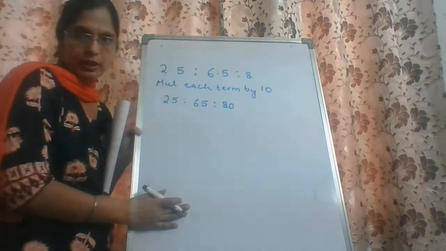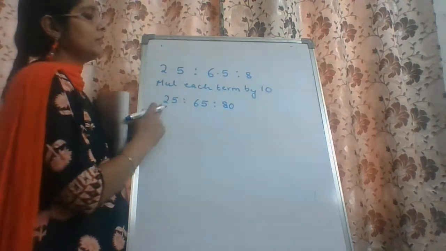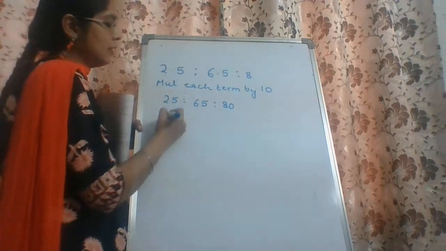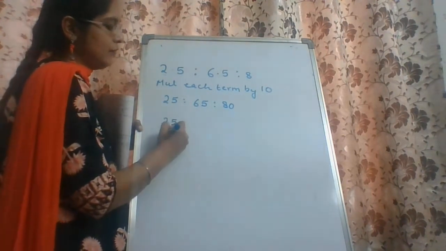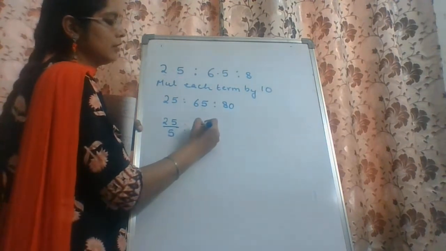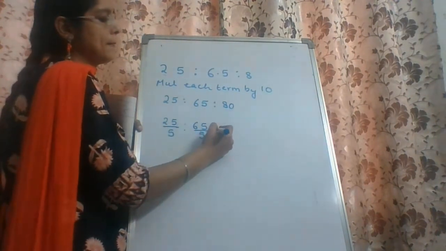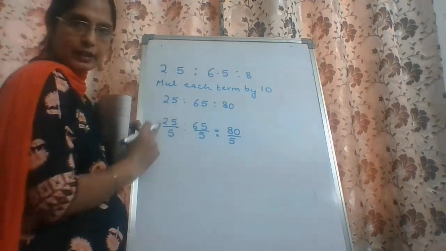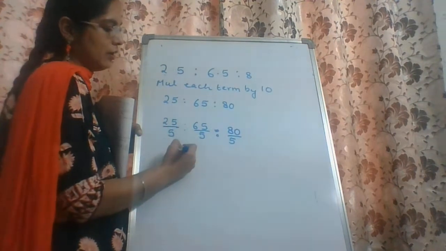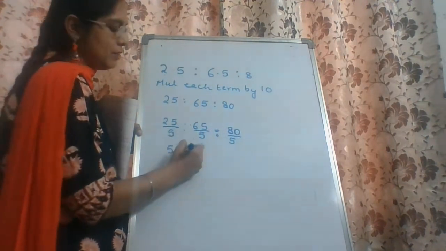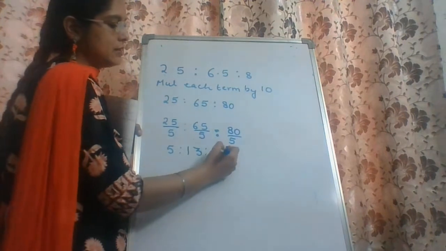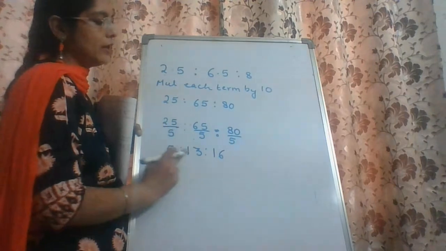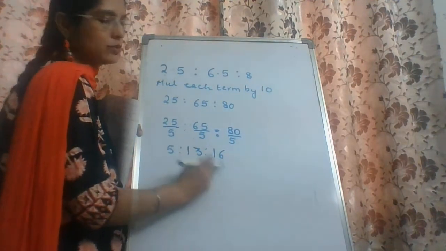8 multiplied to 10. Now HCF of 25, 65, 80. Let us take it as 5. I divide each term by 5. I get it as 25 divided by 5, 65 divided by 5, and this is 16. If you see, this is in the simplest form. My answer is 5 is to 13 is to 16.